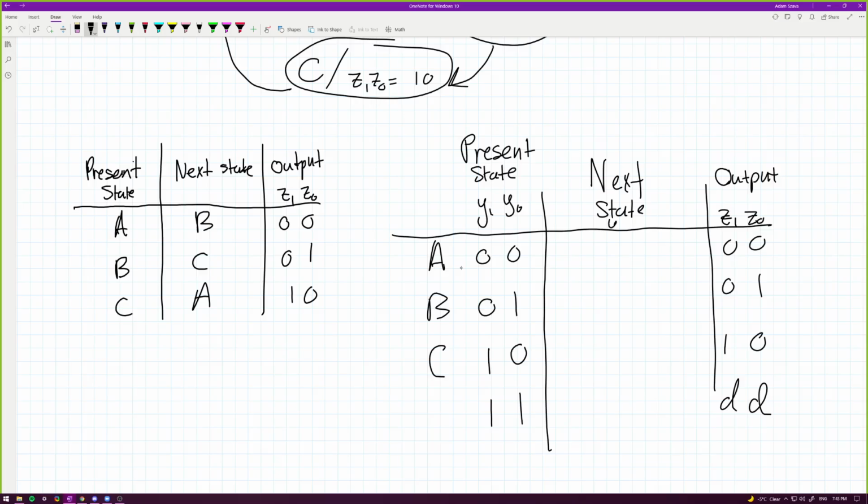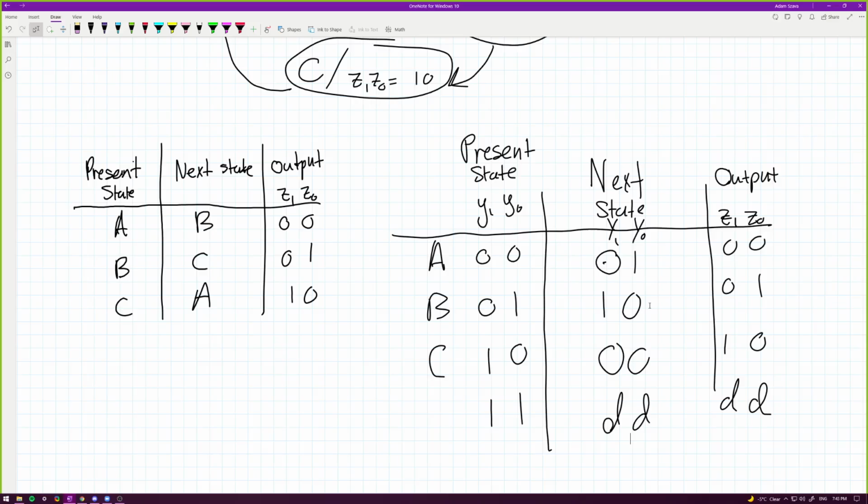Next state. I need a capital Y1, capital Y0. So the next state here is state B, which is 0, 1. The next state for B is state C, which is 1, 0. And the next state for C is state A, which is 0, 0. And don't care. So I've created my state assigned table. Again, this is a pretty simple one because there's no input variable, and it's a Moore type, so it's pretty simple.